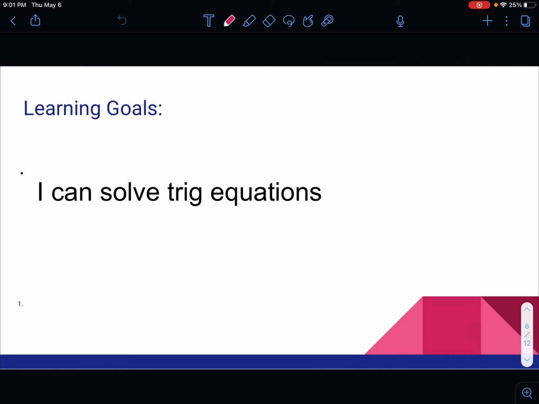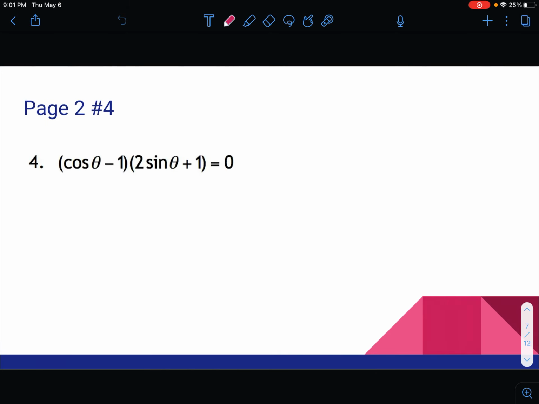So our goal is to solve trig equations, and we are in your Unit 8 packet on page 2, and we're starting with problem number 4. Now, this is showing this equation in factored form, and anytime you have a product of two factors equal to 0, the only way this is true is if one of those factors is 0. So we're going to use the zero product property, and we're going to set each of these factors equal to 0 because we see their product is equal to 0.